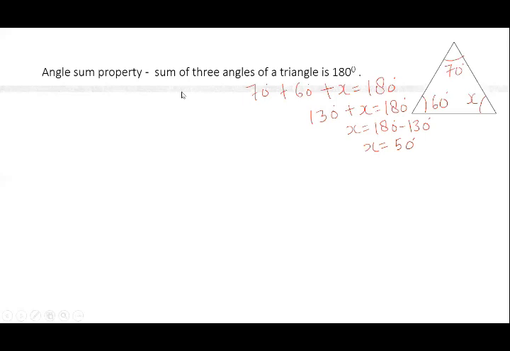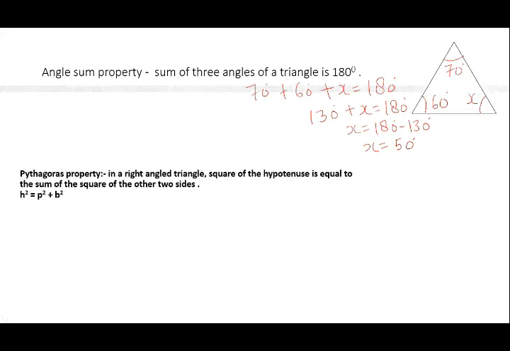So according to this property, the square of the hypotenuse is equal to the sum of the squares of the other two sides. See, this is a right angle triangle. The side just opposite to the right angle is known as hypotenuse, which is denoted by H. And the other two sides are known as perpendicular and base, which are denoted by P and B respectively. So this is a formula: H square is equal to P square plus B square, which shows the relationship between all these three sides of a right angle triangle.